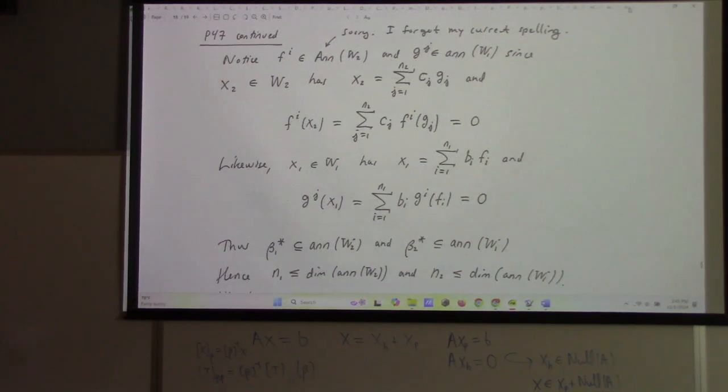And likewise, if my x1 is built from the basis of W1, meaning it's built from the fi's, then by construction this is 0. So what this all means is that the dual basis for the first space is a subset of the annihilator for the second space, and the dual basis for the second space is a subset of the annihilator for the first space, right?